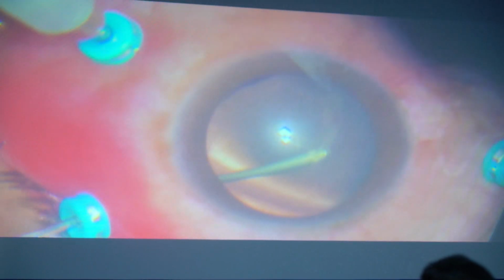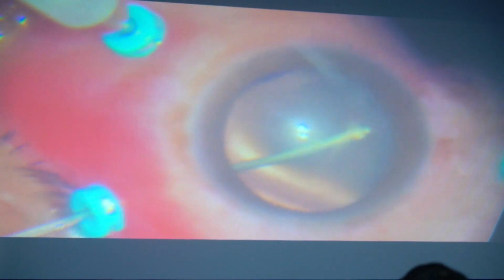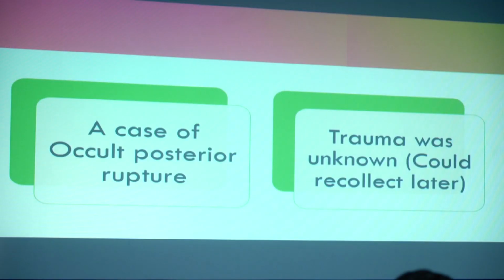I could not find anything related to PDR leading to vitreous hemorrhage here. Again, there was some blood in the anterior vitreous face, which I could clear properly, and the laser was done to the scar. The case was closed. So this was a case of occult posterior rupture, and trauma was unknown, but he could recollect later that okay, there might have been a trauma, but still he was not very sure.